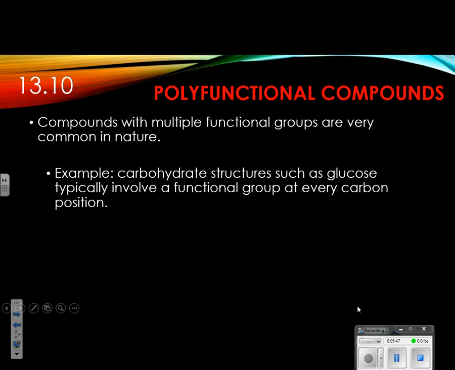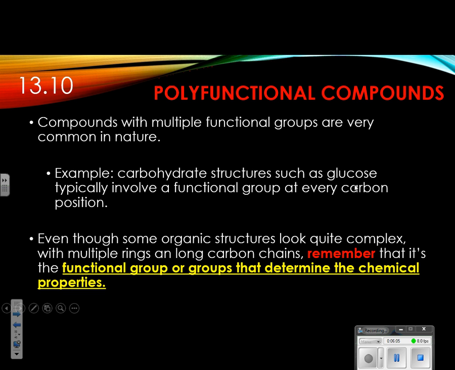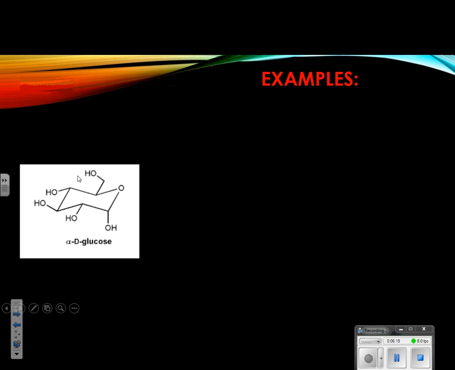Okay, so polyfunctional groups are groups that have multiple functional groups and are very common in nature. So it's not just an alcohol, or just a thiol, or just an ether. It can have several things going on. An example is a carbohydrate structure, such as glucose, which typically has a functional group at every carbon. Even though some organic structures look quite complex with multiple rings and long chains, remember that the functional group or groups are what determine the chemical properties. So if we look at this right here, alpha-D-glucose, we've got alcohol groups here, here, here, here, here. So we have 5 of them.